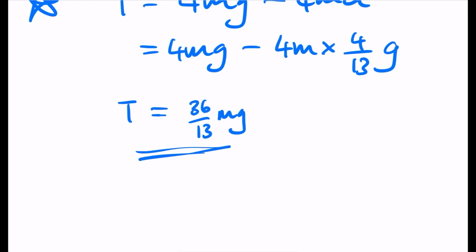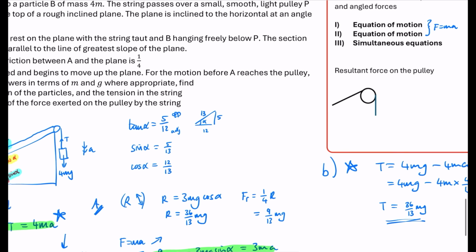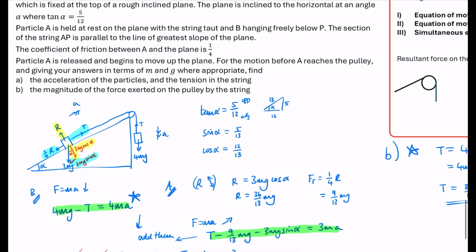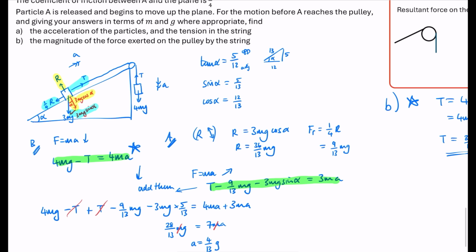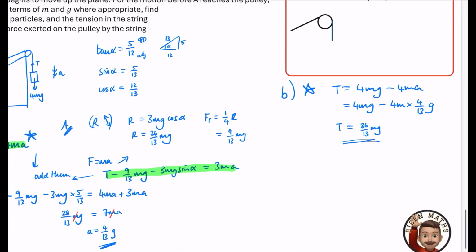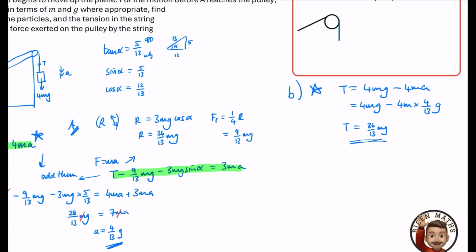That is what the tension is in the string. And it did say it's okay to leave our answer in terms of m and g where appropriate. Acceleration will never have m with it. Tension will have m with it. It makes sense that if something is heavier, the tension will be stronger.